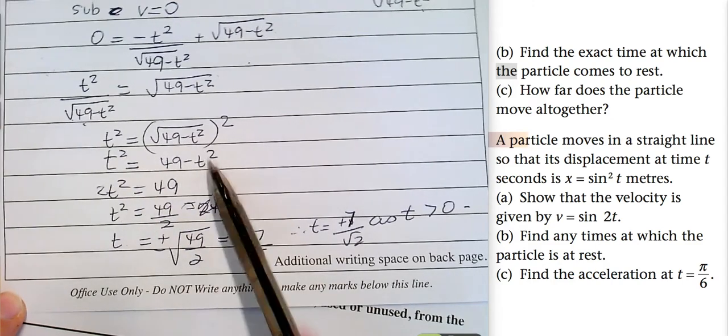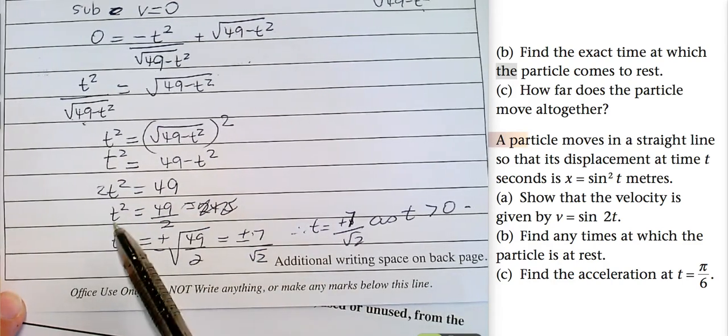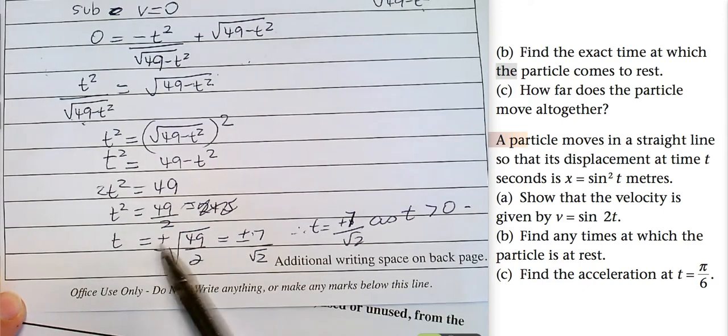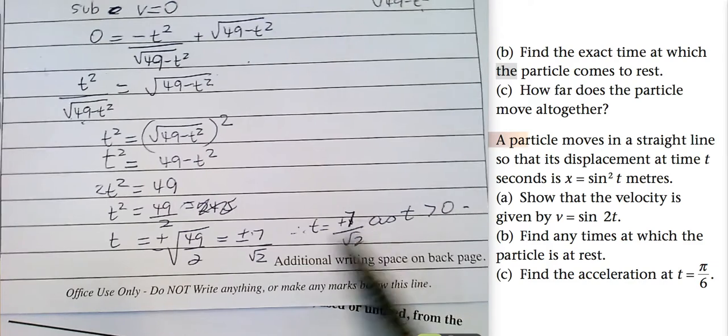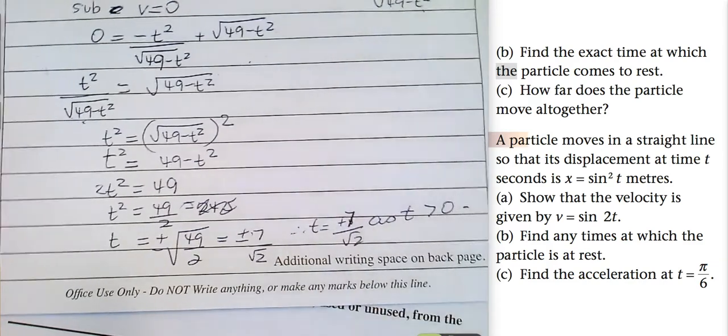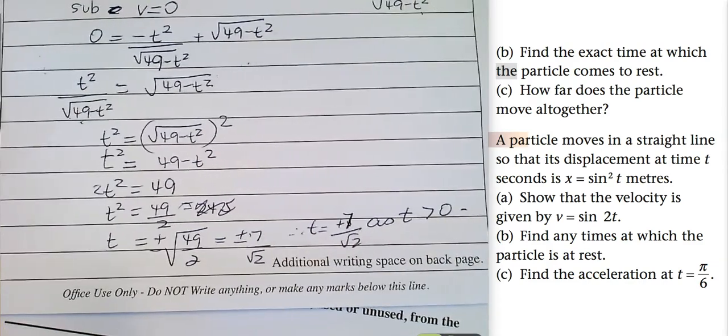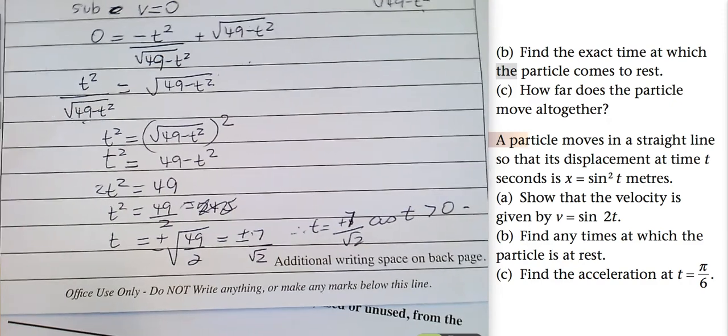T squared is that. Taking the t squared over 2, t squared is 49 over 2. T is plus or minus the square root of that, which is plus or minus 7 on root 2. Time is positive, so t is 7 over root 2. Now for part C. How far does the particle move altogether?